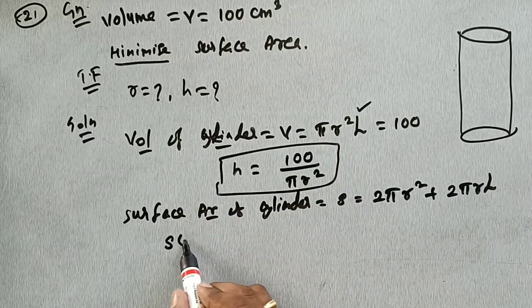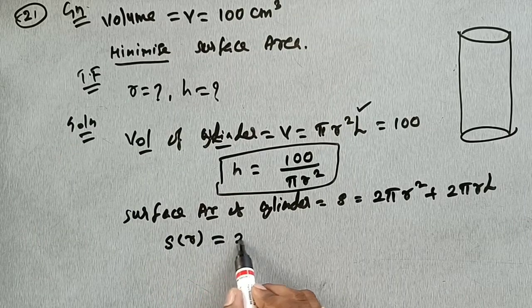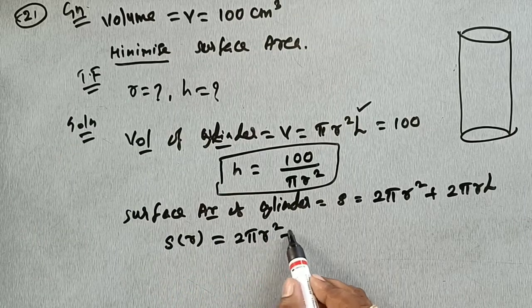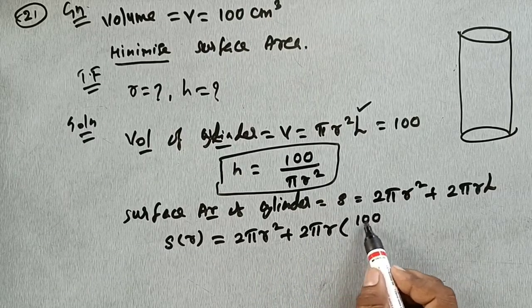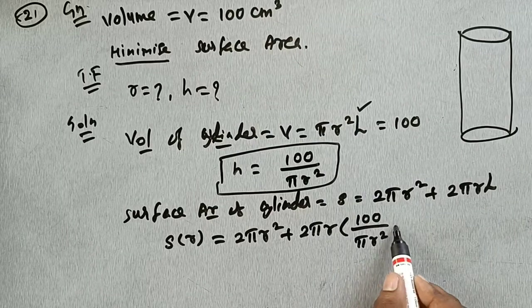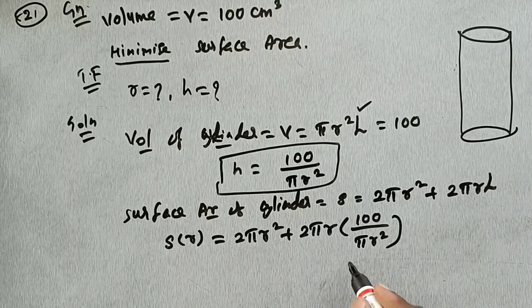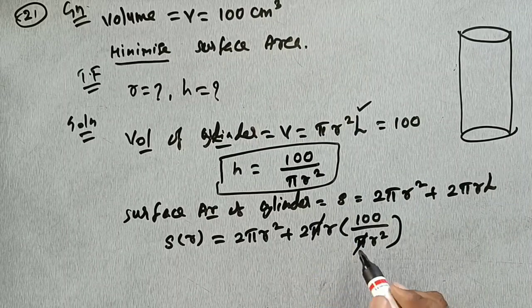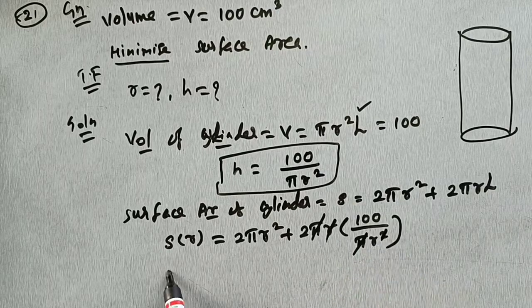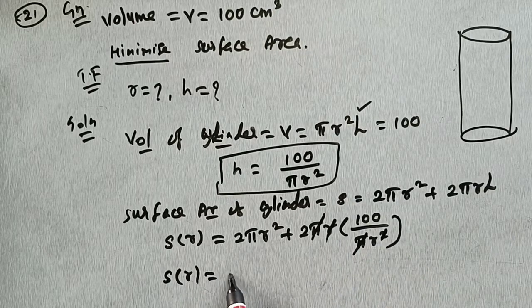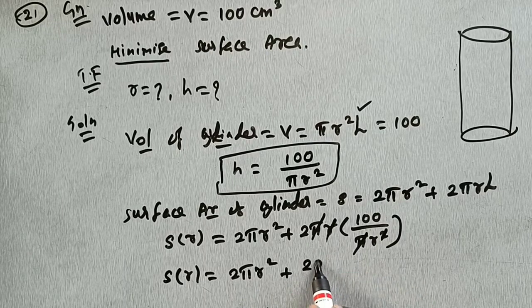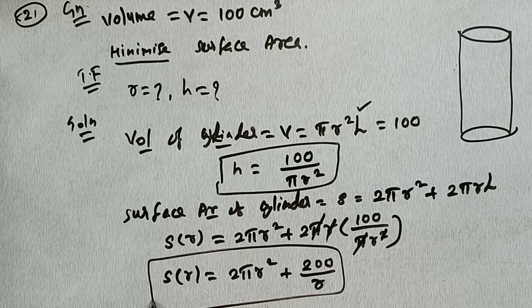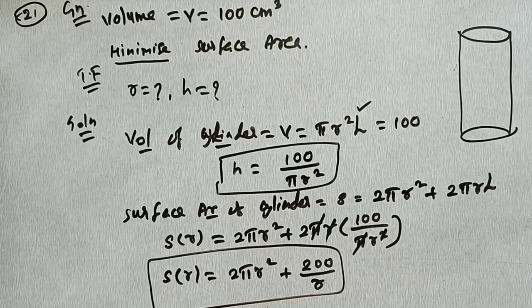So our surface area in terms of R will be 2 pi R square plus 2 into pi into R into 100 by pi R square. We can simplify: pi and pi get cancelled, one of the R will cancel. So S of R equal to 2 pi R square plus 2 into 100, that is 200 divided by R. This is our surface area equation in terms of R.